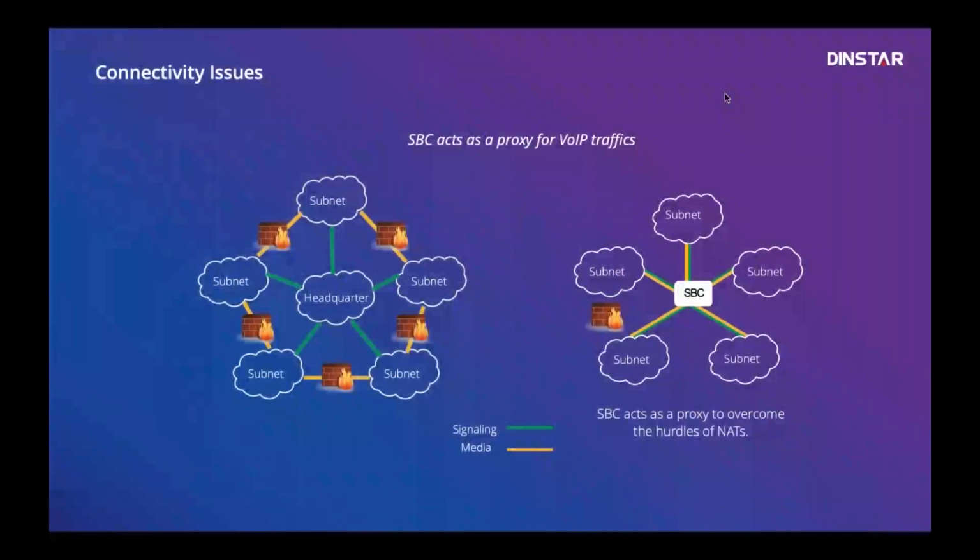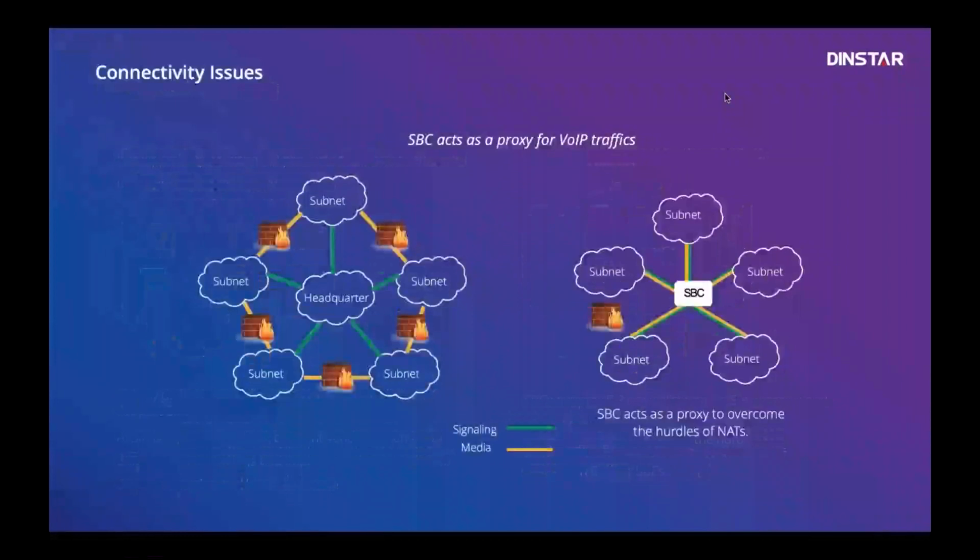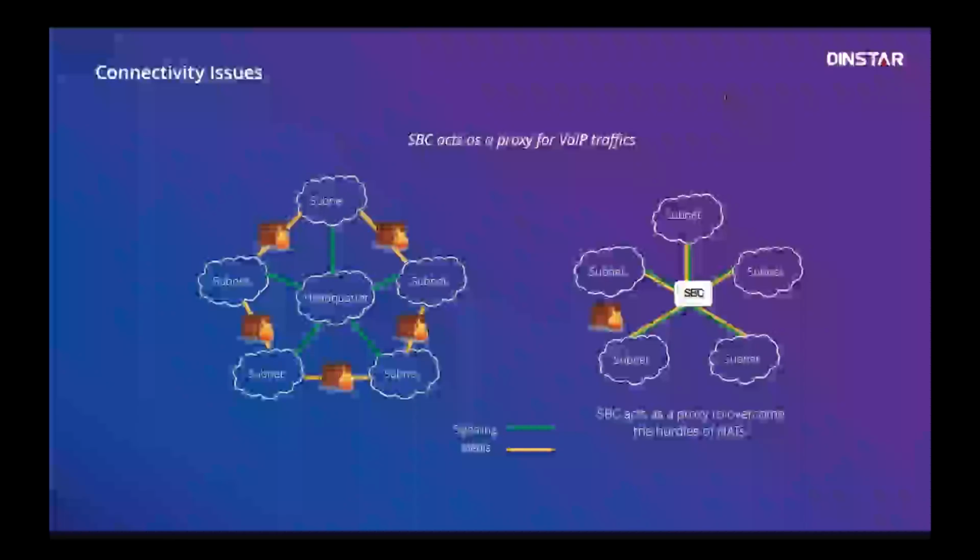With SBC, you don't need a VPN for VoIP traffic. You can simply set up a connection between branch and headquarters. All signaling and media of VoIP calls will be forwarded by SBC. For now, it shows its importance, especially for work from home staff or remote agents in call centers.